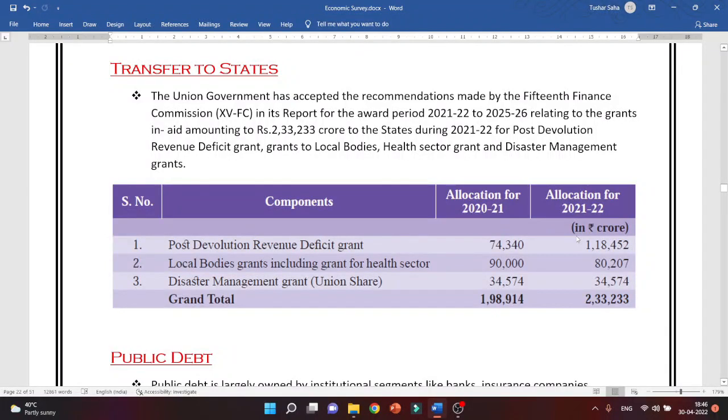Now, transfers to states. Okay, so transfers to states as per the 15th Finance Commission, and the period is 21-22 to 25-26. This is the period of the Finance Commission. If you don't know about the Finance Commission, we have a very good video on our YouTube channel. Please do search. That video is in 2 parts, somewhere around 1 hour, 60 minutes.